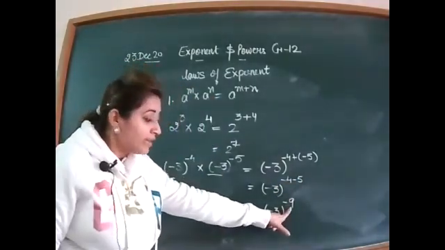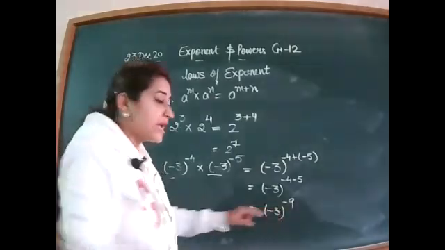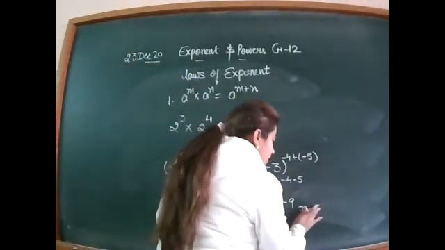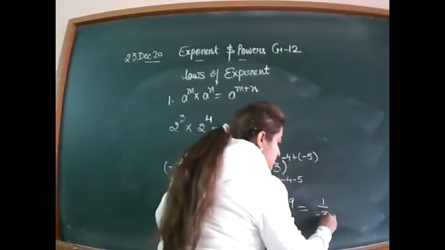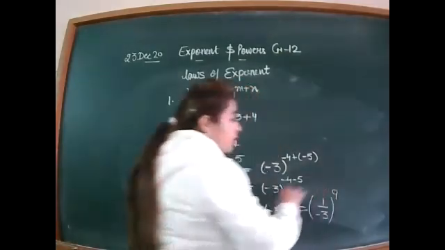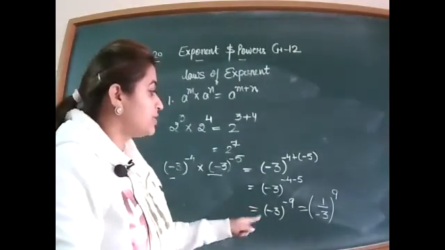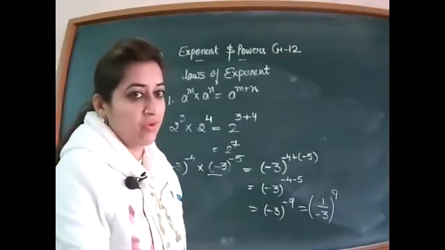Now as you can see that the power is negative. If you want to convert it into positive form, you will make the reciprocal of this term and the power will become positive. So this is your answer if the question is to simplify and to write it in the exponential form.